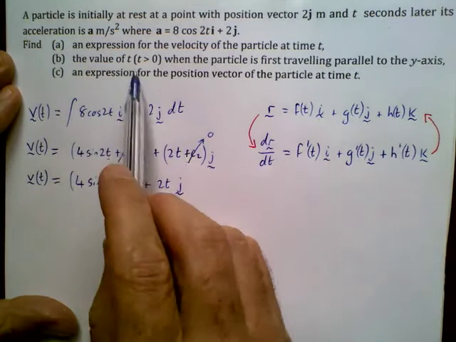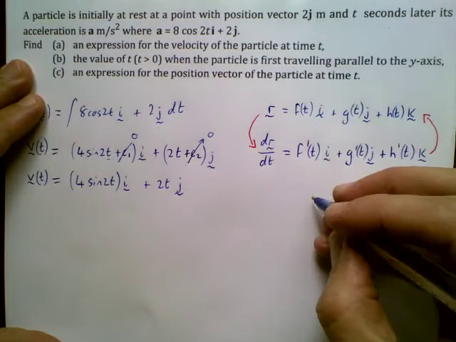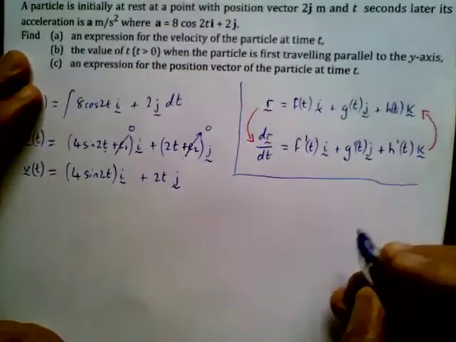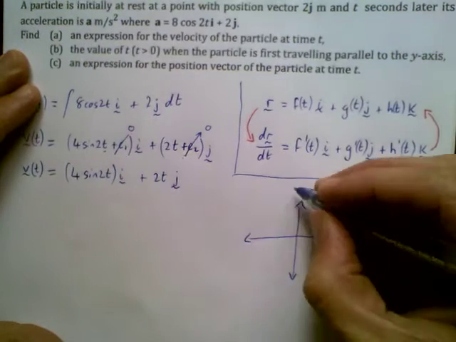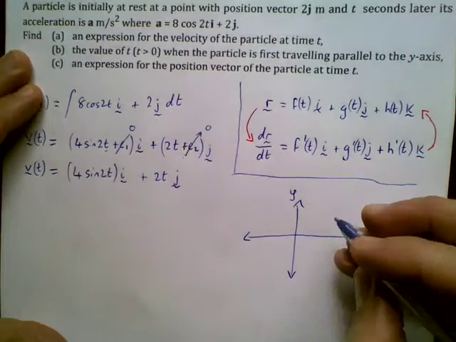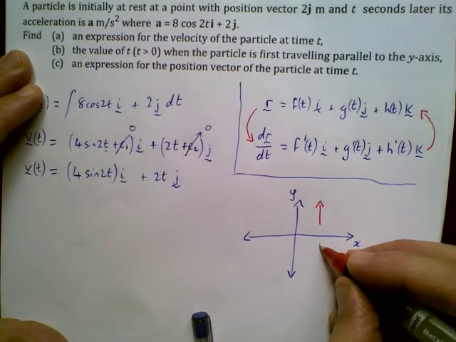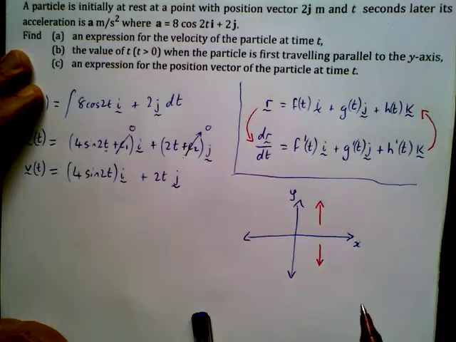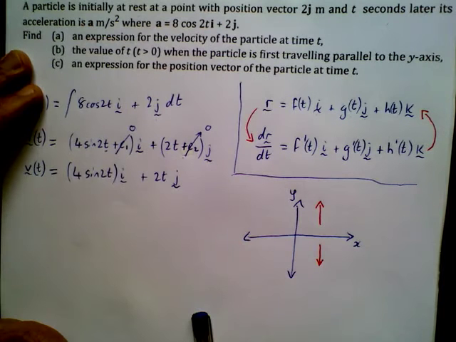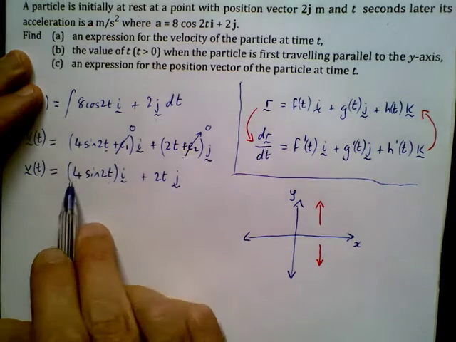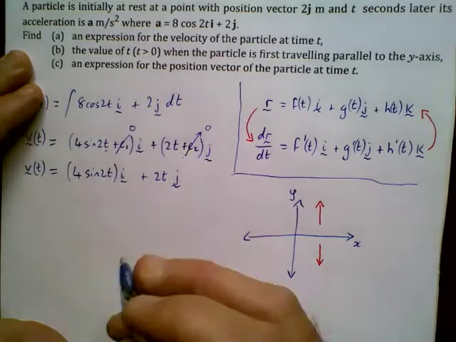Part B: find the value of t greater than 0 when the particle is first travelling parallel to the y-axis. Okay, so perhaps a little diagram here might help. If the particle's travelling parallel to the y-axis, so moving in this direction, velocity either that way or perhaps in the other direction, we can see that when it's moving in that direction, the velocity of the i component will be 0. So in this direction, it hasn't got any velocity. So what we can do in this case is look at the i component and just set that equal to 0.